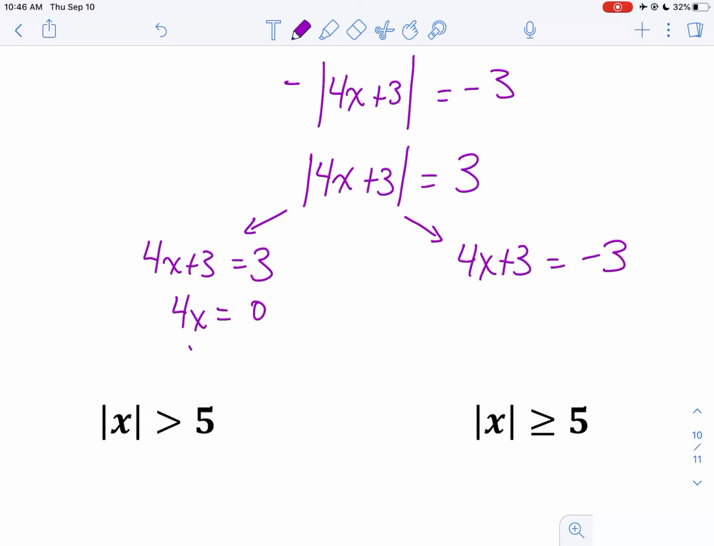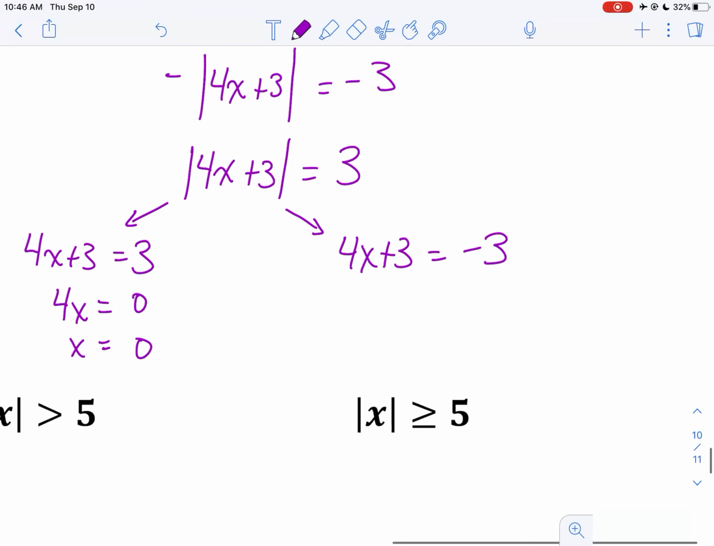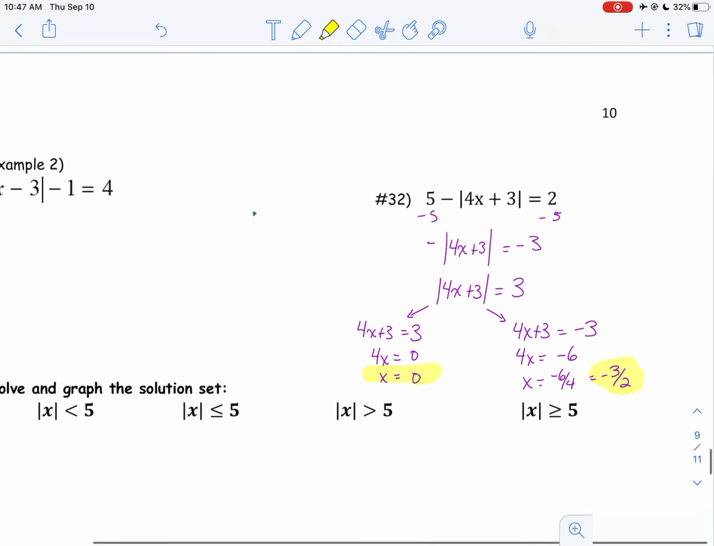4x equals 0, divide by 4, x equals 0. Or subtract 3 from both sides, we get negative 6. Divide by 4, we get negative 6/4, or negative 3/2. So this equation has two solutions here. x equals 0, and if you plug it in, you'll see that that works. 4 times 0 is 0, plus 3 is 3, 5 minus 3 is 2.